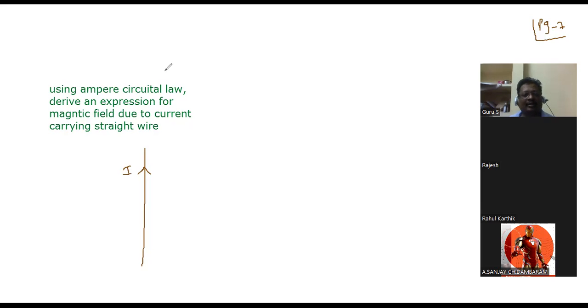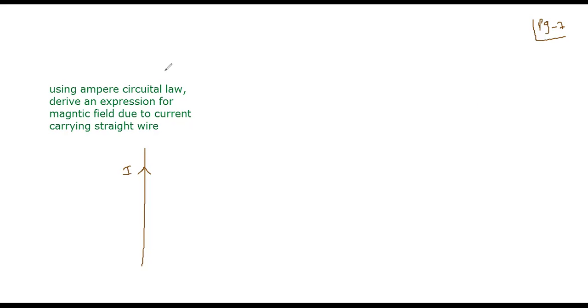Now how is this wire? Is it straight? Then around the wire there is a magnetic field. Yes or no? Around the wire there is a magnetic field. Now Ampere says to take a loop, the Ampere loop. What is the Ampere loop? The imaginary loop around the wire.